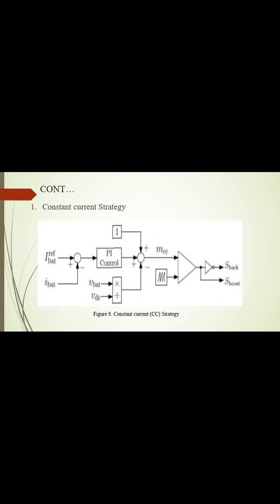First one is the constant current strategy. Constant current strategy means that the charger supplies a relatively uniform current, and the charging scheme helps to eliminate the imbalance of cells and batteries connected in series. In a CC strategy, the battery operates as a constant current source. The converter will operate in boost mode, that is the charging process.